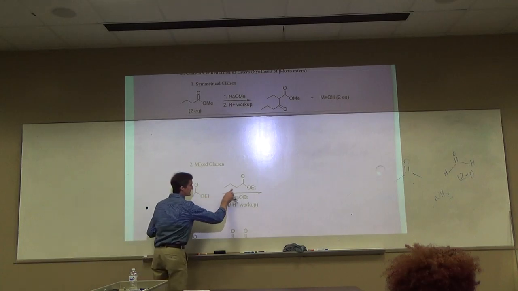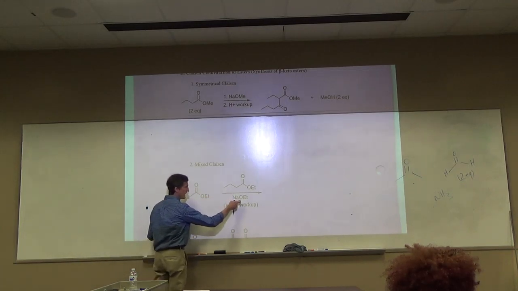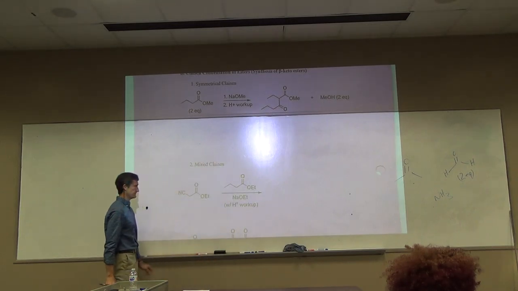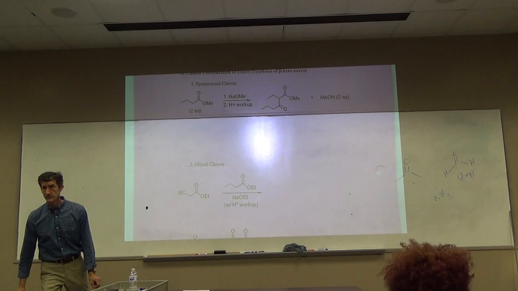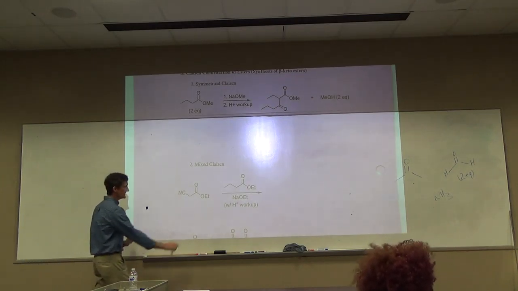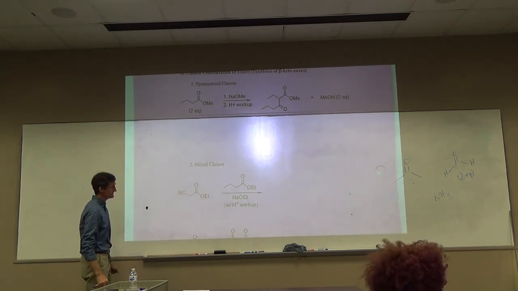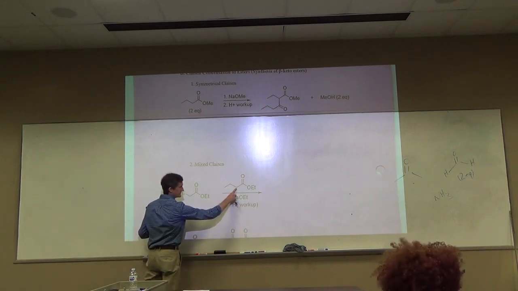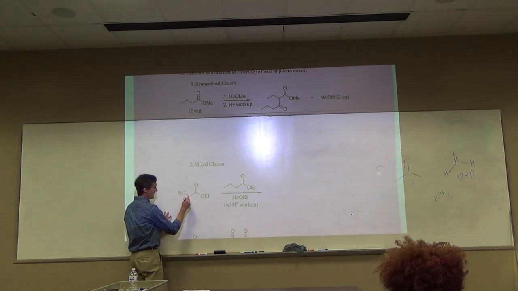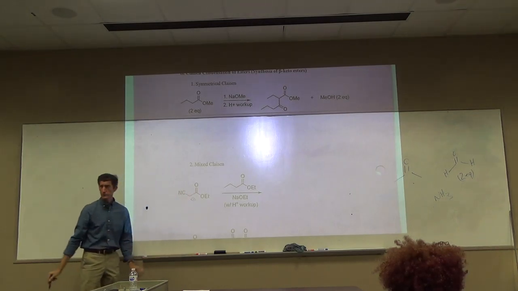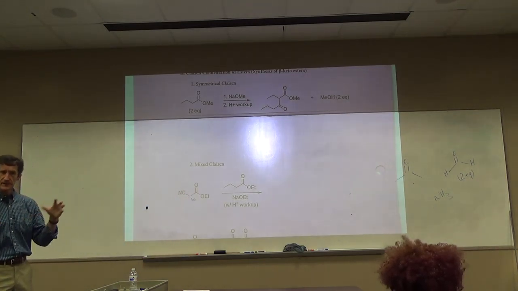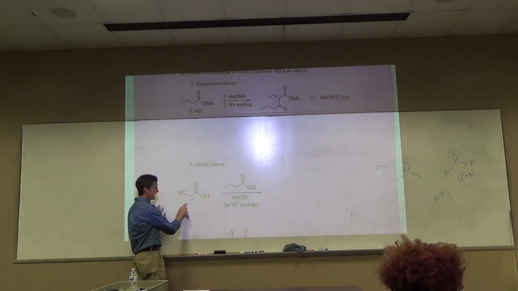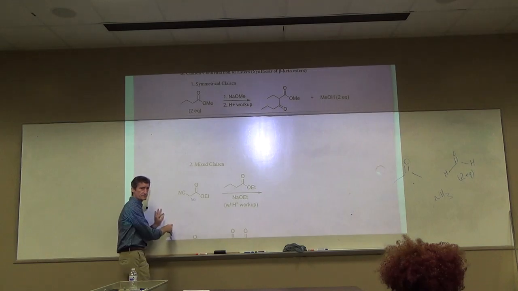Mixed Claisen, you've got to have some reason for selectivity. We've got a base. Where are you going to make the anion here? Here's the reaction. Where are you going to make the anion? At the most acidic site. Everybody agree? What's the most acidic site in the flask here? Right here? No. Right here. Why? Two electron withdrawing groups. We have this activated methylene between two electron withdrawing groups. What can it attack? It could attack another of itself.